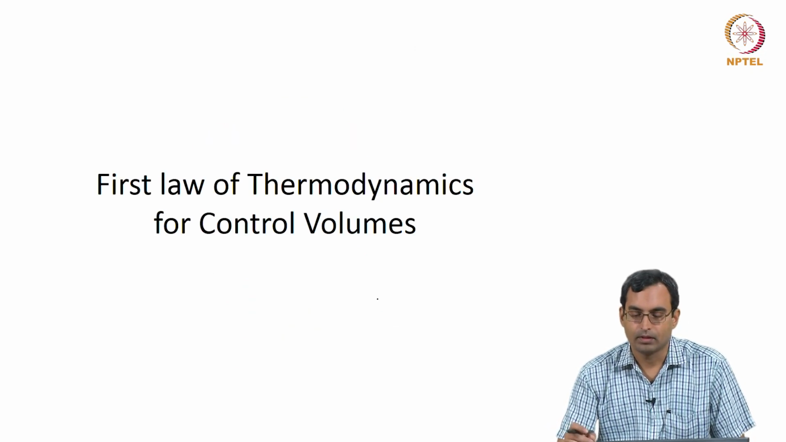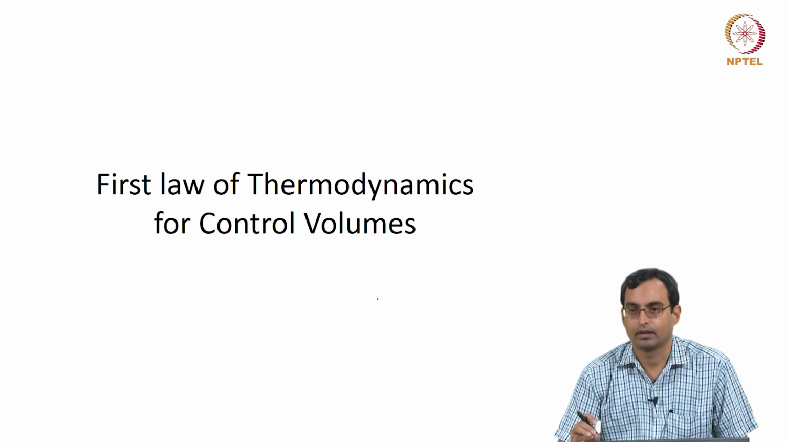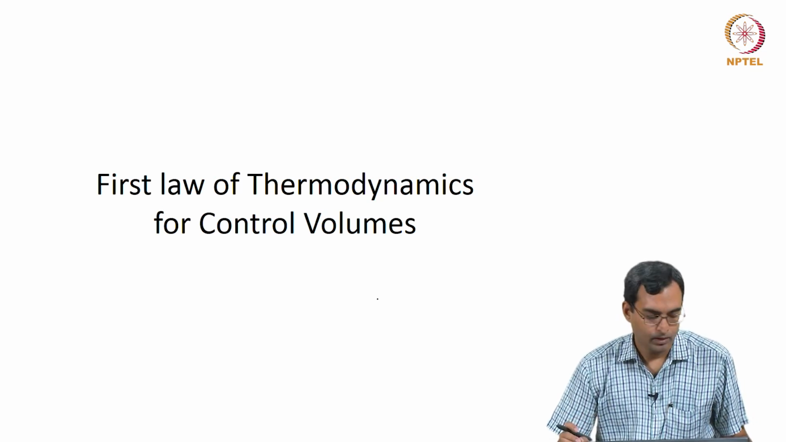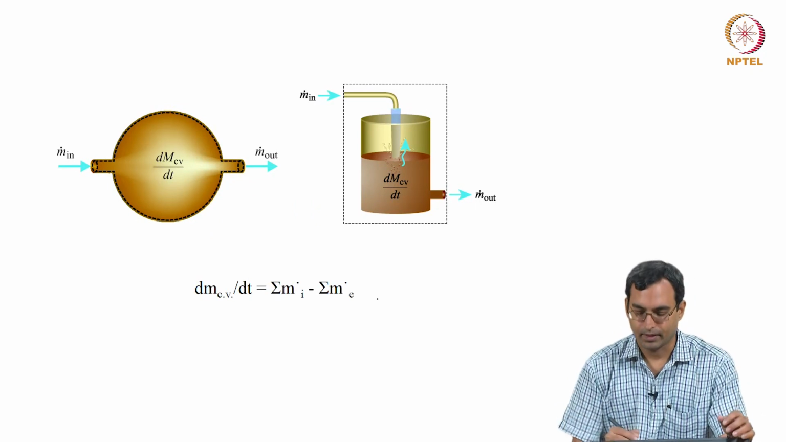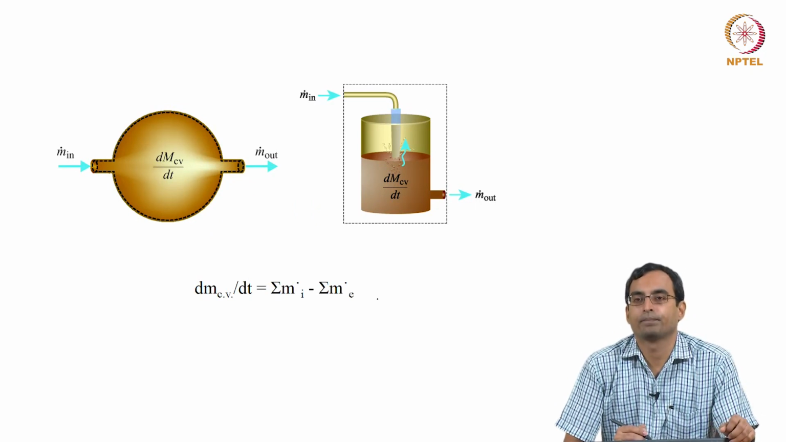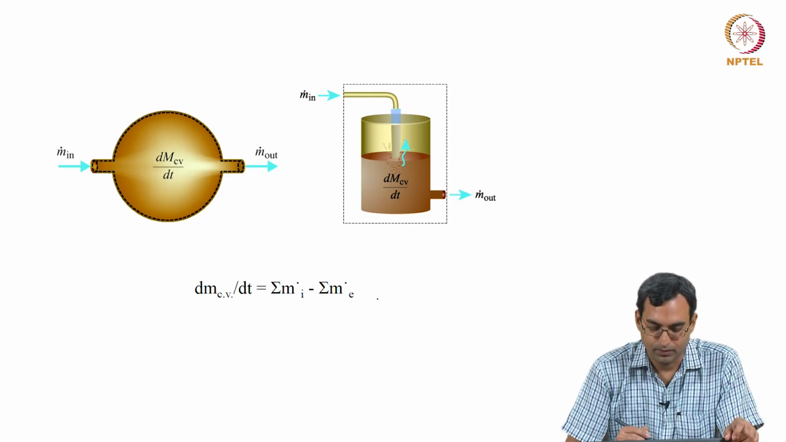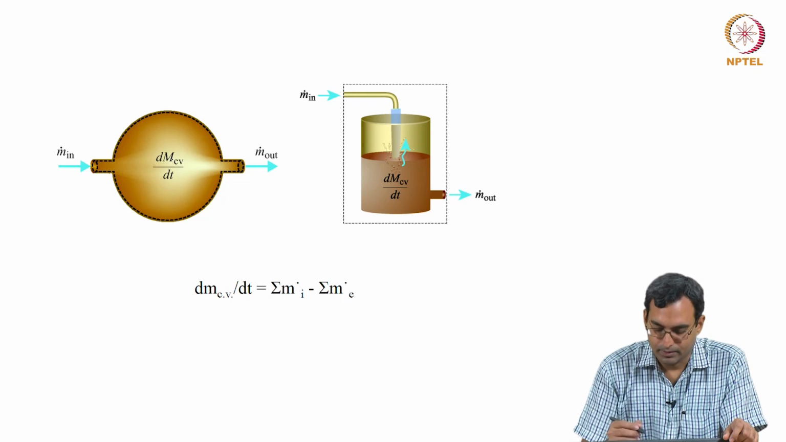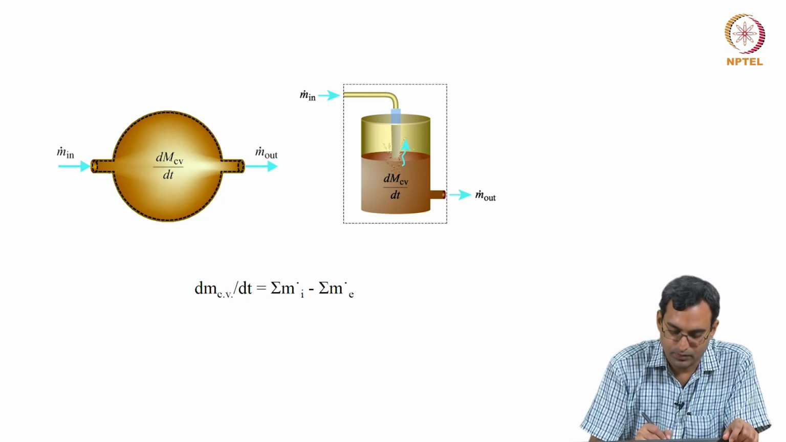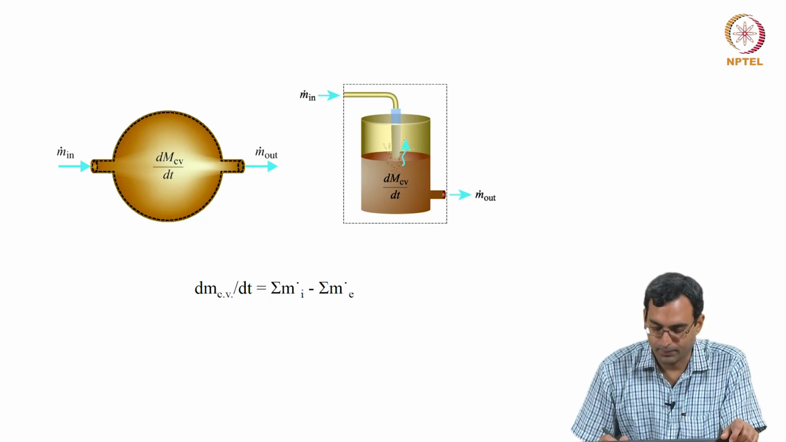So, we will go on to the first law for control volume, but before that, in the context of that, we need to write down the expressions for the conservation of mass, which is what we are going to do. So, we have this control volume, the change in mass, we usually call it as small m, even though it is written as capital M here.